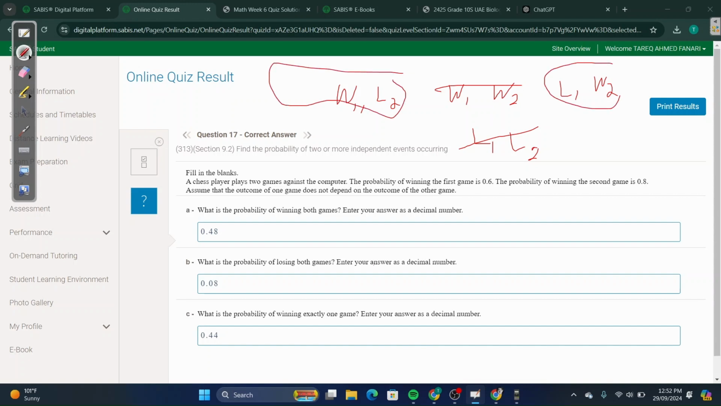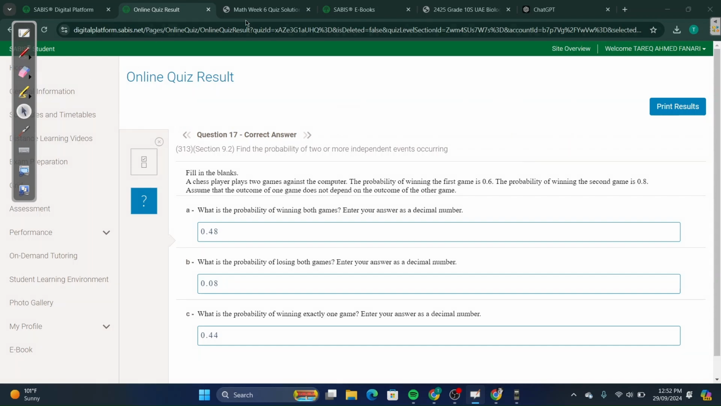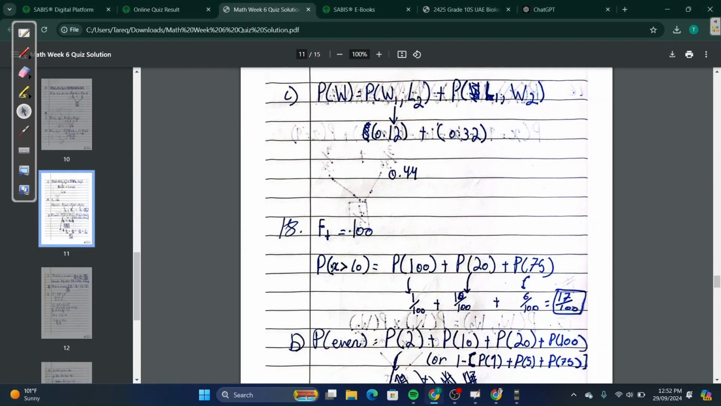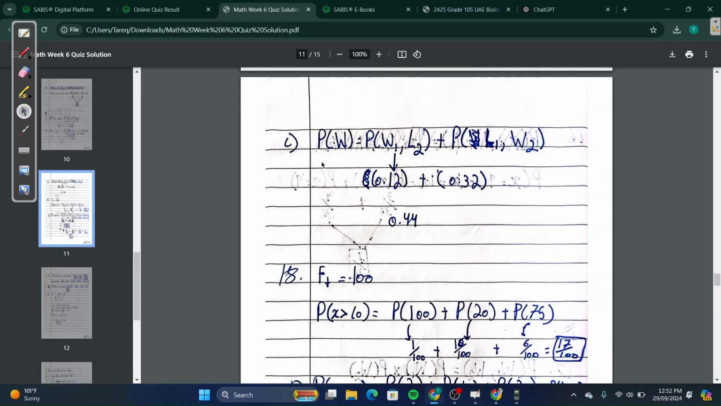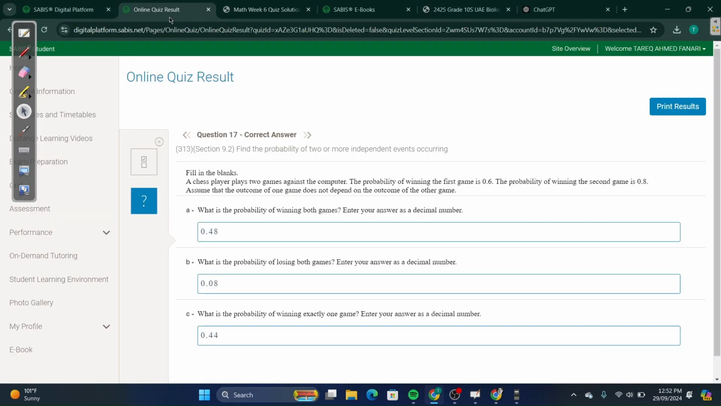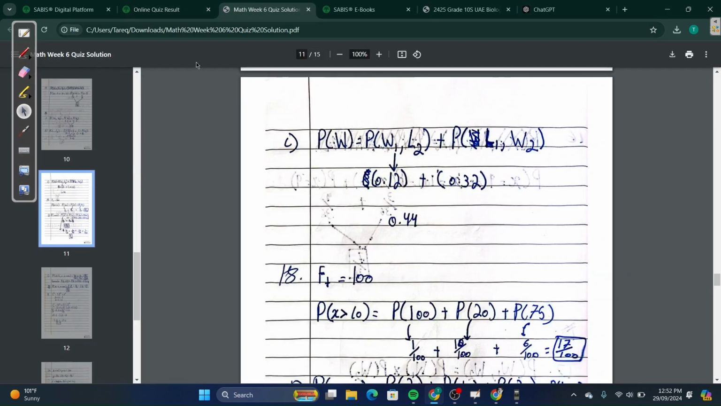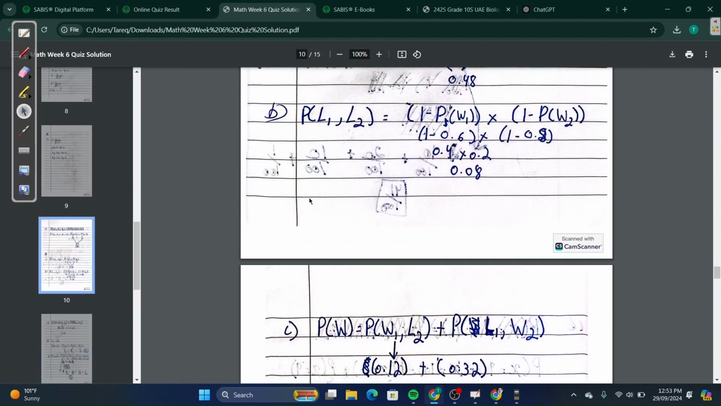So again, you multiply because this loss depends on this win, and this win depends on this loss. You find the probabilities of each, which I did in the copybook. So you're going to go here, P(win one, loss two), which is the probability of win one times lose one. I didn't write it down because I think I did it on the calculator.